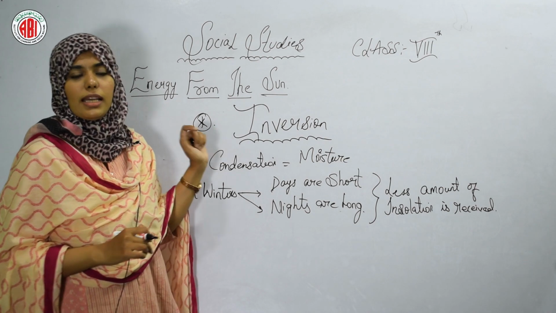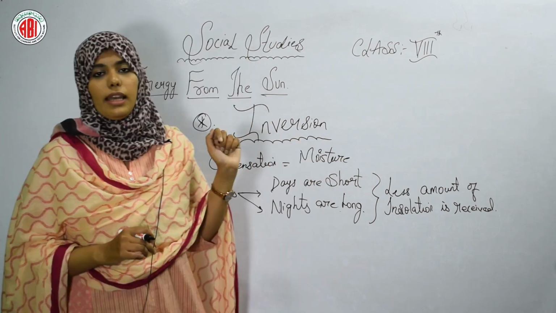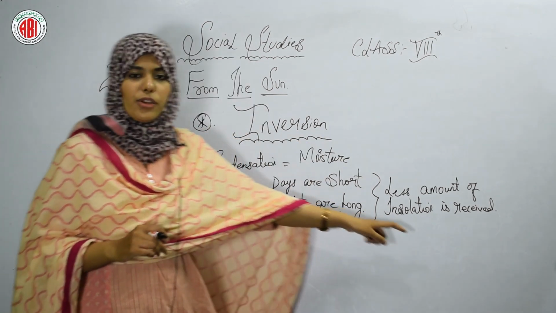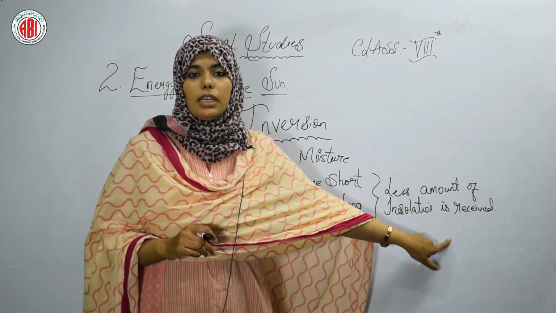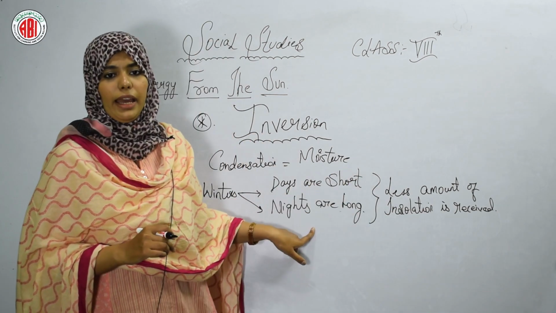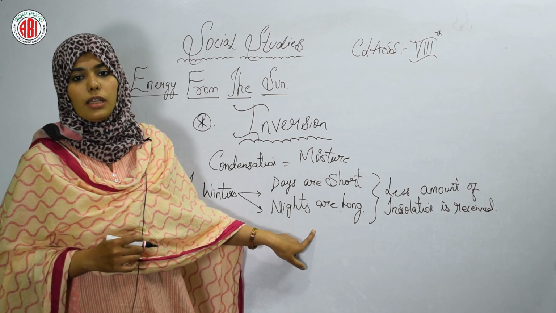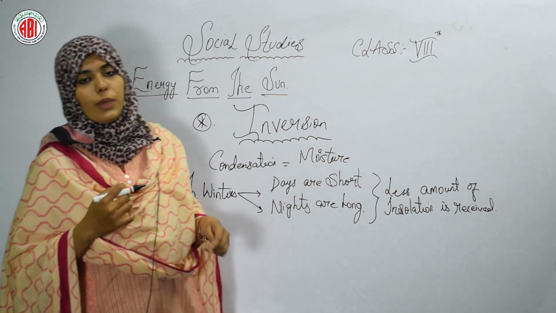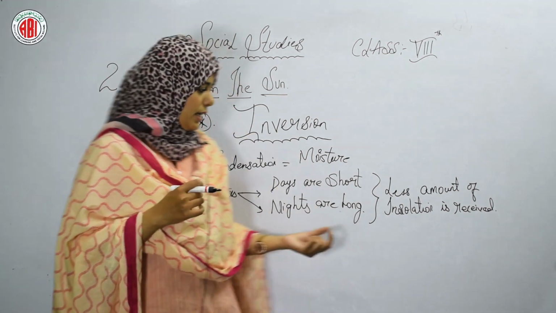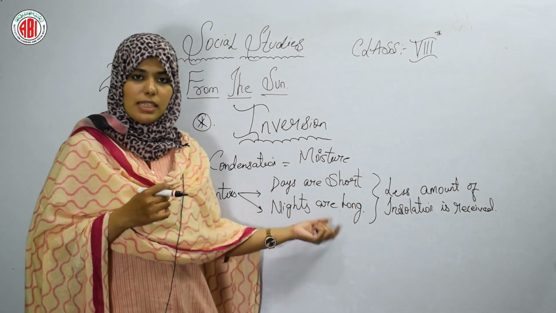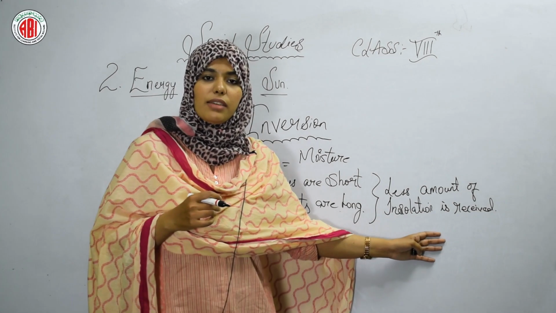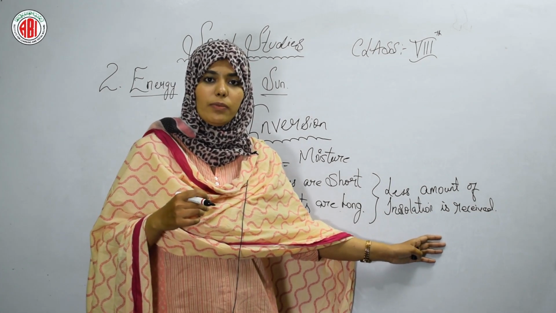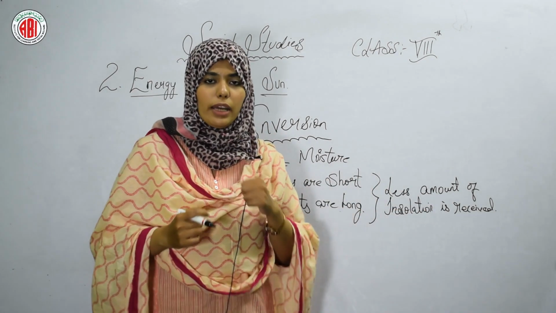So inversion is nothing but a less amount of insolation being received due to the shorter days, and excessive radiation due to the longer nights. This process is called inversion. So in winters, what is happening? As I have said, insolation is being received less. What is insolation? The earth taking up the solar energy from the sun.